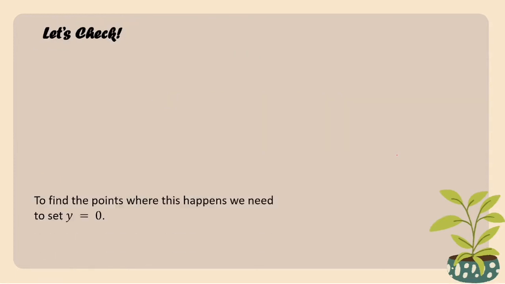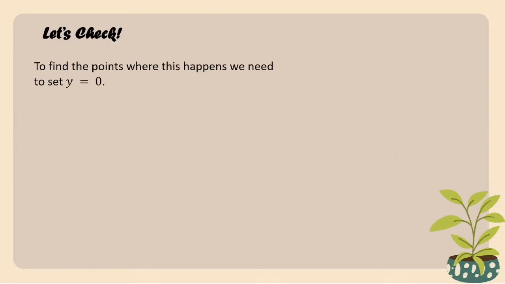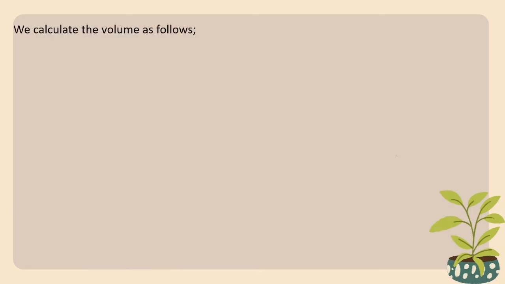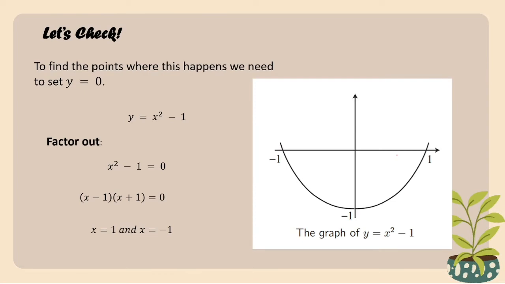Okay, now let's check. To find the points where this happens, we need to set our y equal to 0, right? So we then graph y equals x squared minus 1. You can use the Desmos graphing calculator online, or graph it on your own. Then we have x squared minus 1 equals 0, factoring, x minus 1 and x plus 1 equals 0. Then we have x equals 1 and x equals negative 1 as our limits of integration, as you can see in the figure.